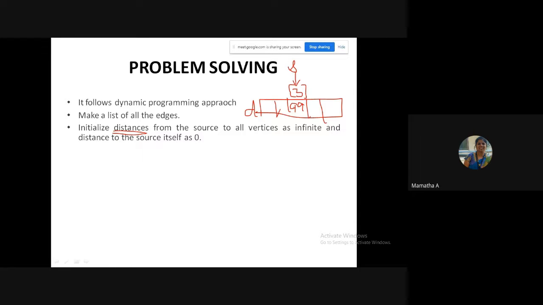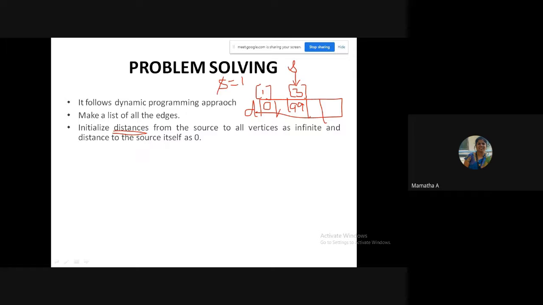Are you all understanding? Now, you have to initialize it, isn't it? So, I'll have to initialize in such a way that distance to source itself is 0. Say, for example, now 1 is my source. Remember, I can take anything as my source. So, 1 is my source vertex. Distance from source to source is always 0.